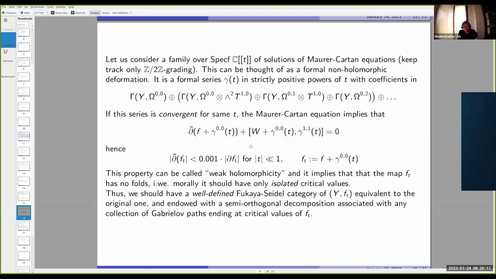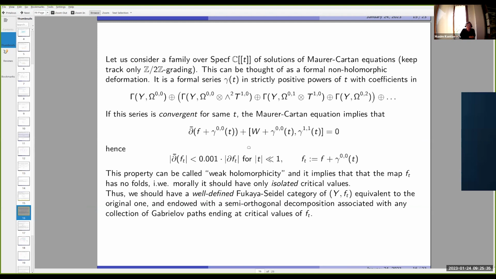And here the norm is chosen with respect to some, let's say, Kähler metric or Hermitian metric on a compact tubular neighborhood. Yeah, so this property can be called weak holomorphicity. And it implies that the map has no faults. Yeah, it's actually quite obvious.